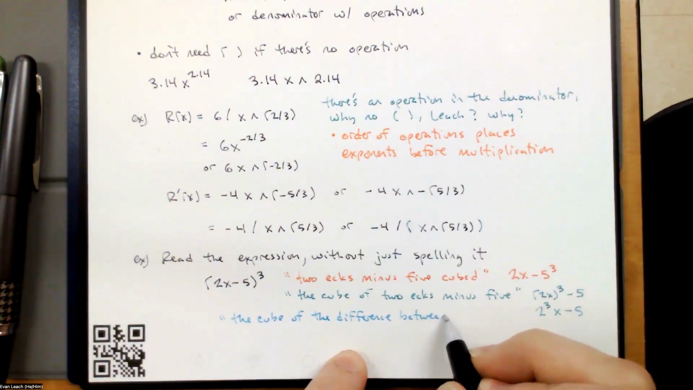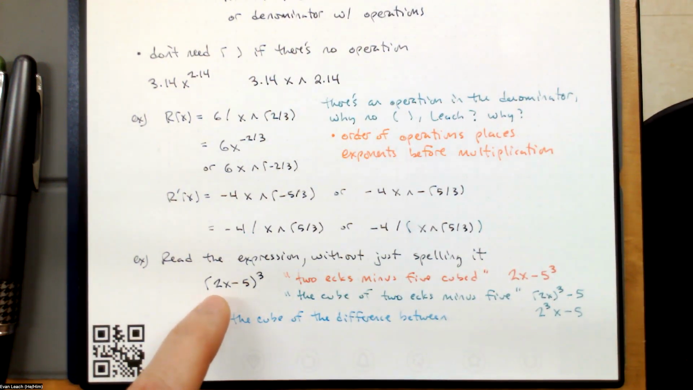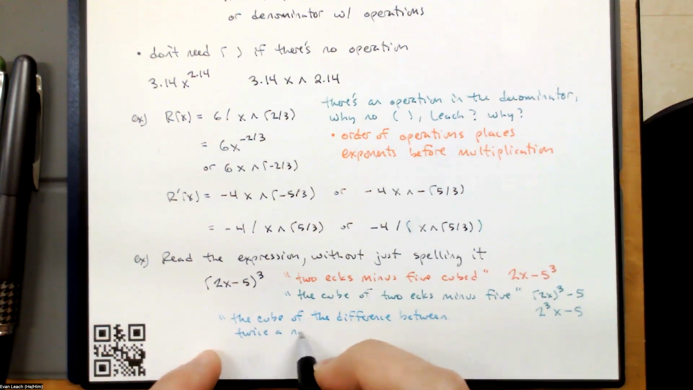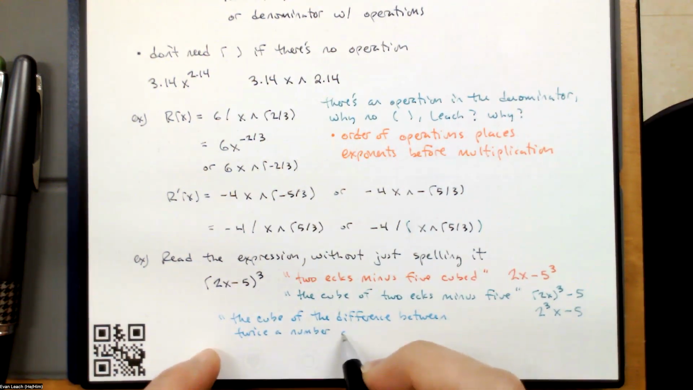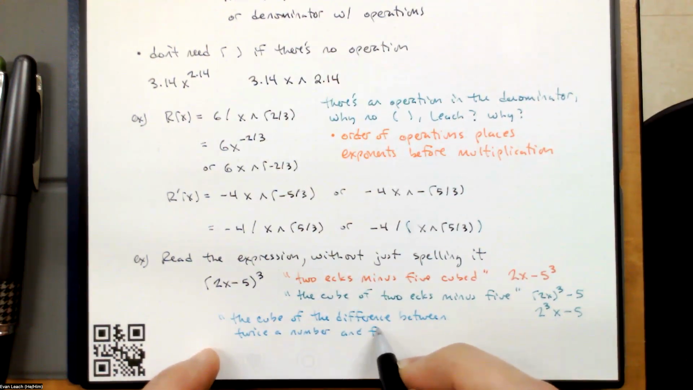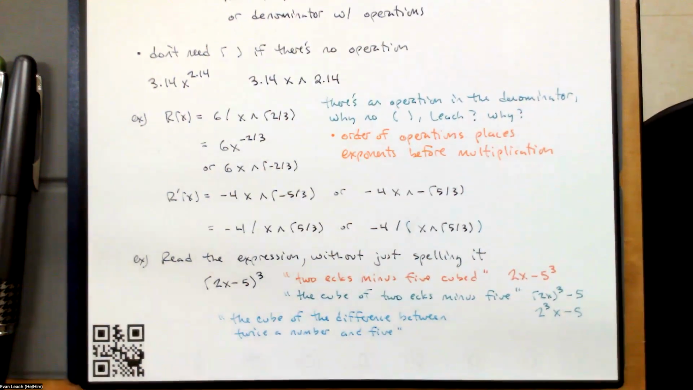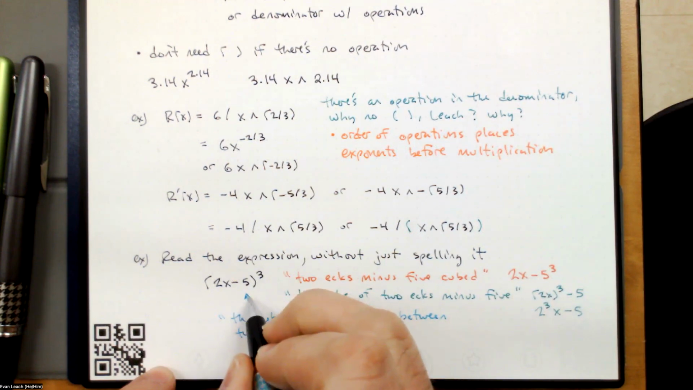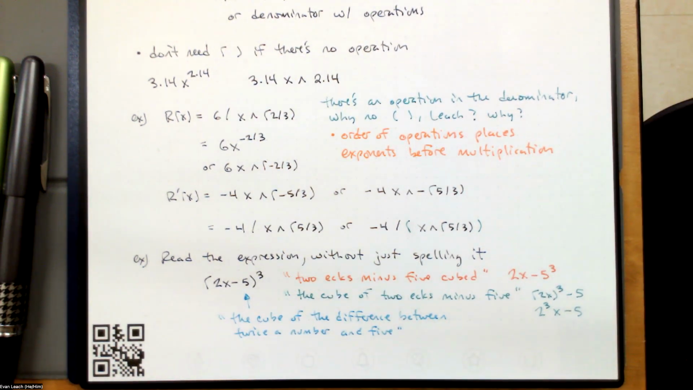between, and then we could call this 2x or twice a number, and 5. If we say the cube of the difference between twice the number and 5, no one can mistake that for anything but that expression.